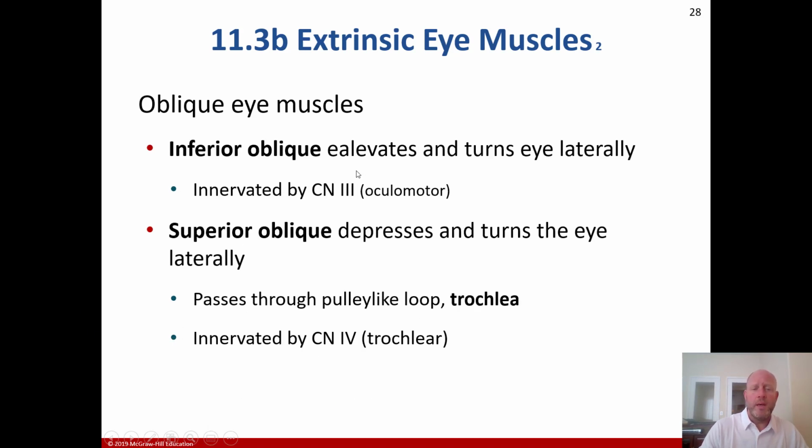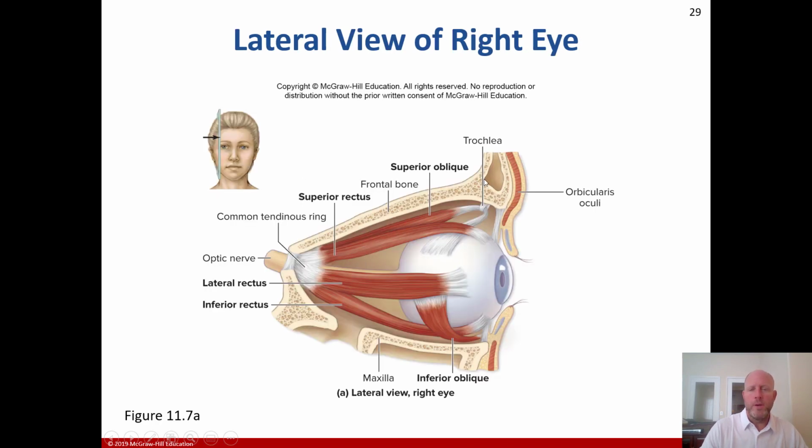The inferior oblique elevates and turns the eye laterally, innervated by CN3 oculomotor. And superior oblique depresses and turns the eye laterally, passes through the pulley-like loop, the trochlea, and it's innervated by CN4 trochlear. So here we have our image.